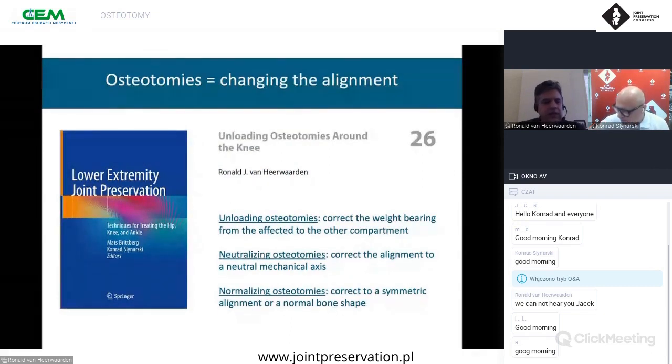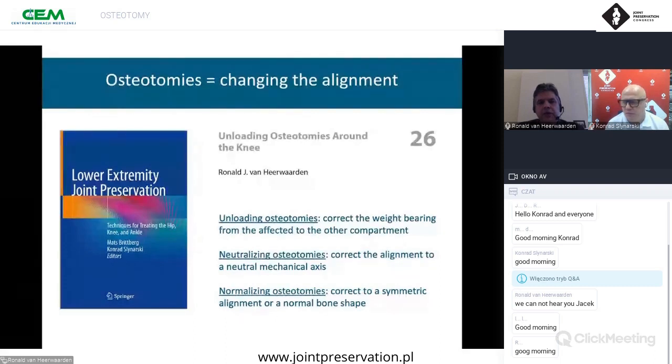Now, this book I would recommend for everyone to read. I've been reading it since it came out, and every other chapter is new to me. And I've been around quite long in joint preservation, but there are so many new things in this book, and it represents a lot of the information you can get at the GPC annual Congress. However, it's more than that. I've been honored to be able to contribute with a chapter on unloading osteotomies around the knee. And I'd like to introduce three definitions that are out of that chapter.